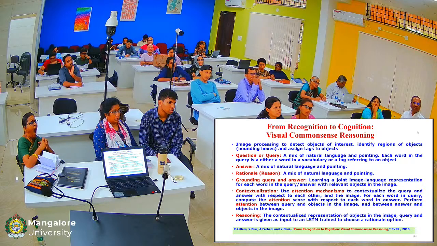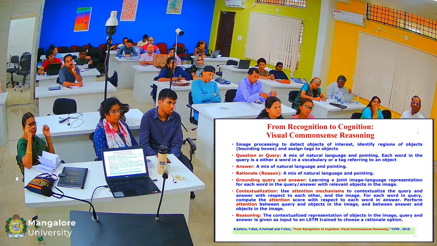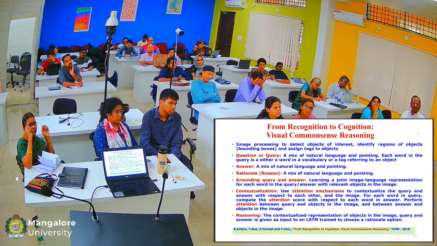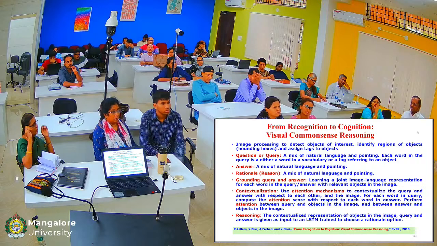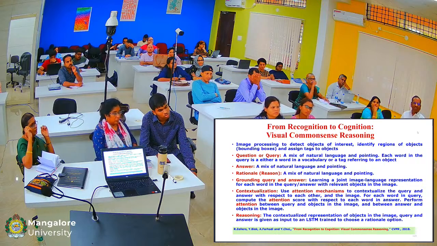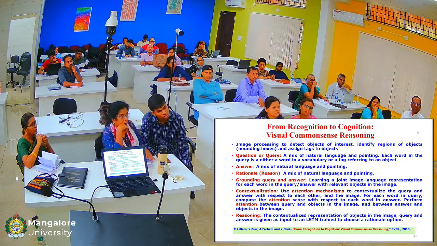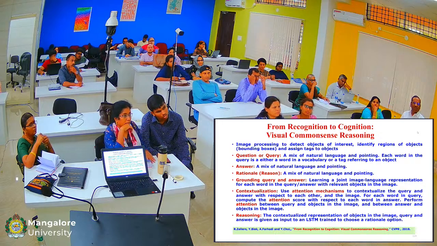So it says that learning a joint image language representation for each word in the query or answer with the relevant objects in the image, okay? Once I do this grounding, then I have to relate the different words in the query with the different words in the sentence and also with the different objects in the image. That's what is done in the contextualization. And once we get the grounding and the contextualization done, then we come up with the results.